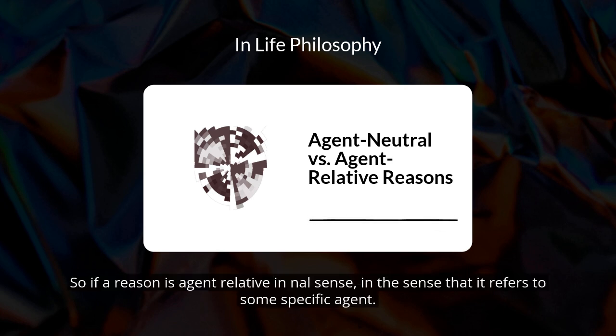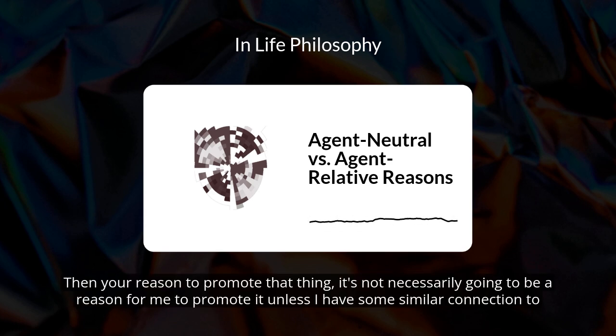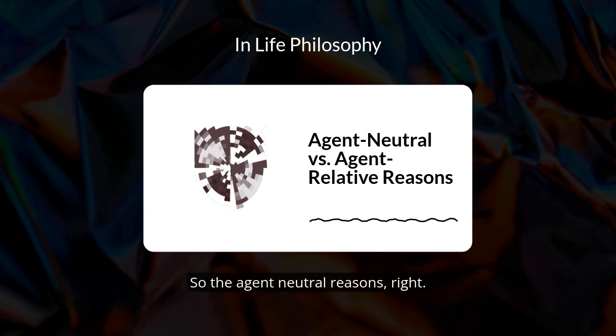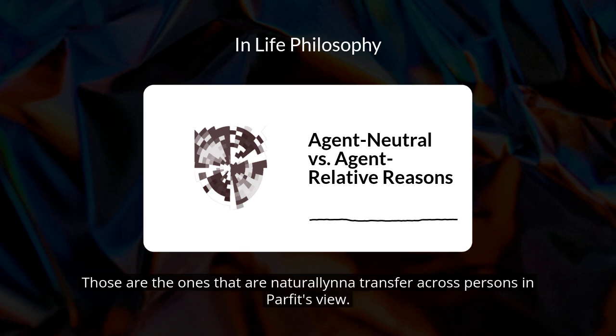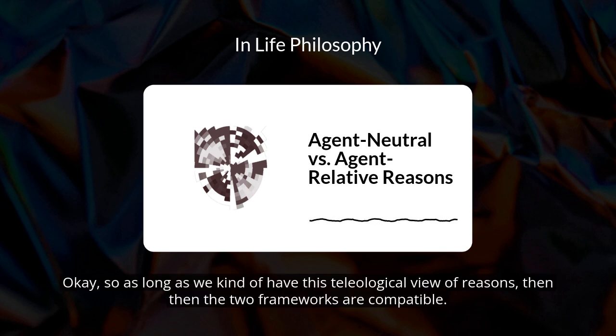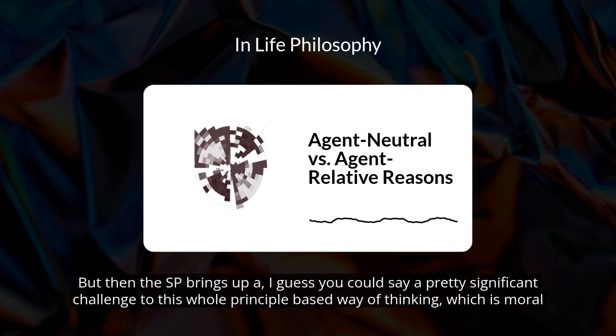So if a reason is agent-relative in Nagel's sense, in the sense that it refers to some specific agent, then your reason to promote that thing is not necessarily going to be a reason for me to promote it unless I have some similar connection to that outcome. So the agent-neutral reasons are the ones that are focused on the outcome without this reference back to a specific agent. Those are the ones that are naturally going to transfer across persons in Parfit's view. So as long as we have this teleological view of reasons, then the two frameworks are compatible. Exactly.